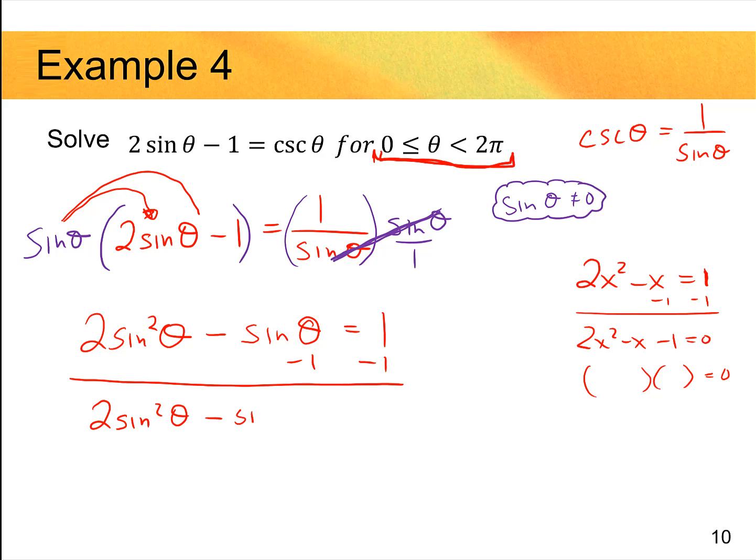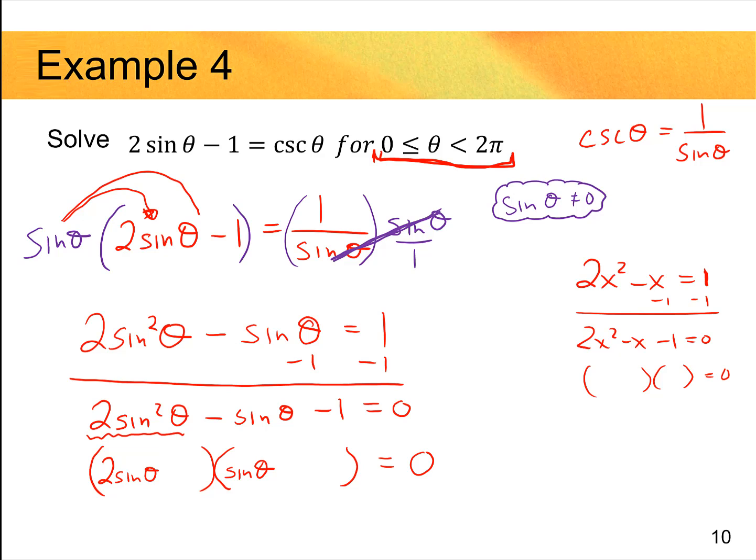Or else the factoring process does not work. Set it equal to 0, and then I'm going to try to factor this down. Let's see if we can factor this down together. This is the guess and check method again. So I need two numbers multiplied to give me 2 sine squared theta. That's the only way to do it, is 2 sine theta times another sine theta.